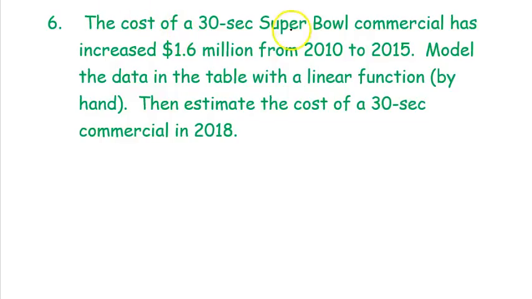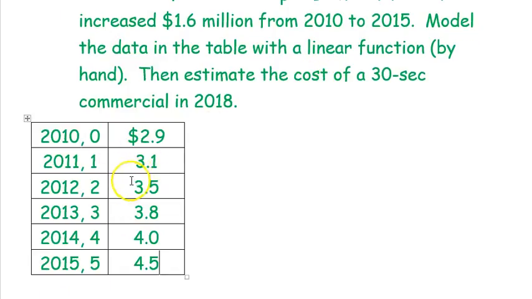Okay, so we have the cost of a 30-second Super Bowl commercial has increased 1.6 million from 2010 to 2015. Model the data in the table with a linear function by hand, and then estimate the cost of the 30-second commercial. Okay, this table actually comes from your book on page 55, and you can see everything in a little more detail. So these are the years, and they want us to use 0, 1, 2, 3, 4, and 5 instead of 2010, 2012, whatever. And then this is the cost in millions of dollars. So again, if you want to see exactly how it looks, they have the scatter plot in there, it's on page 52 of your book.